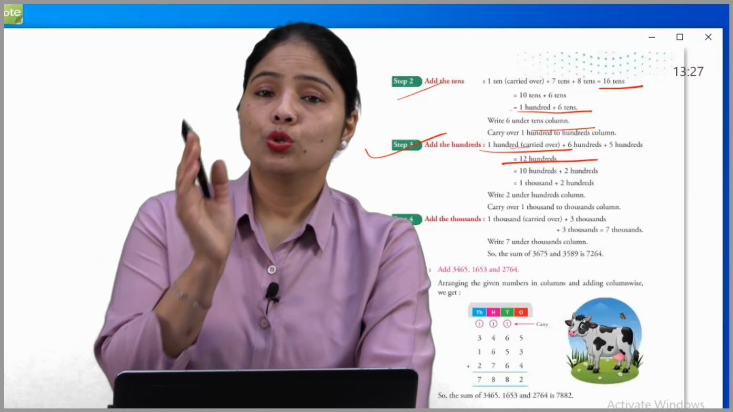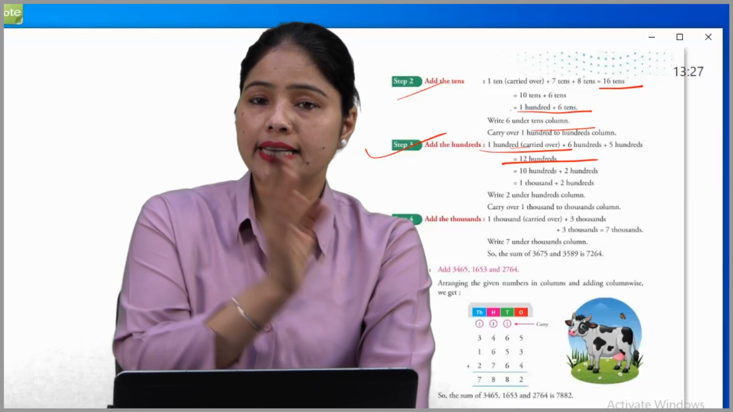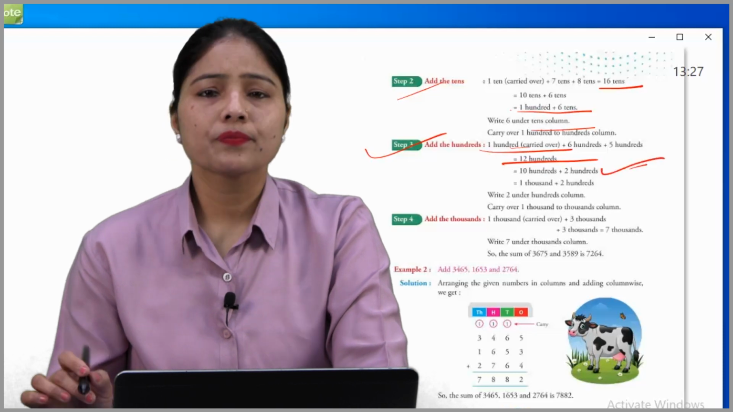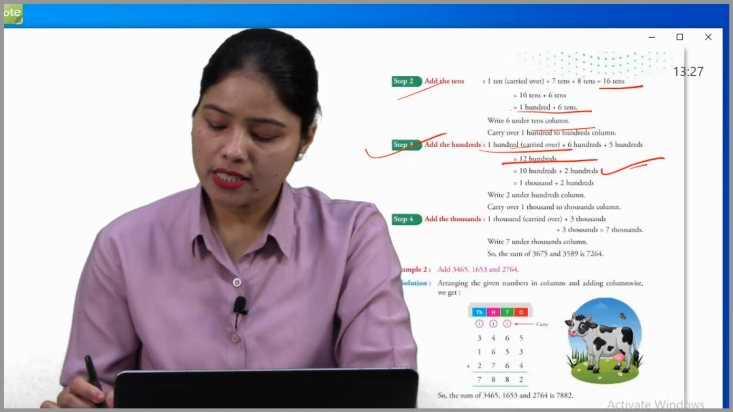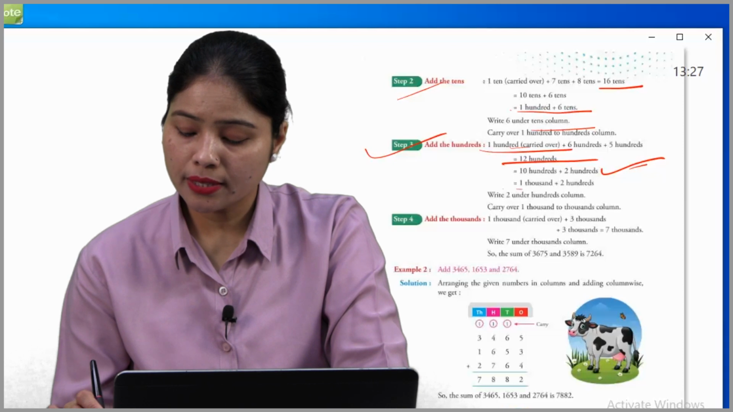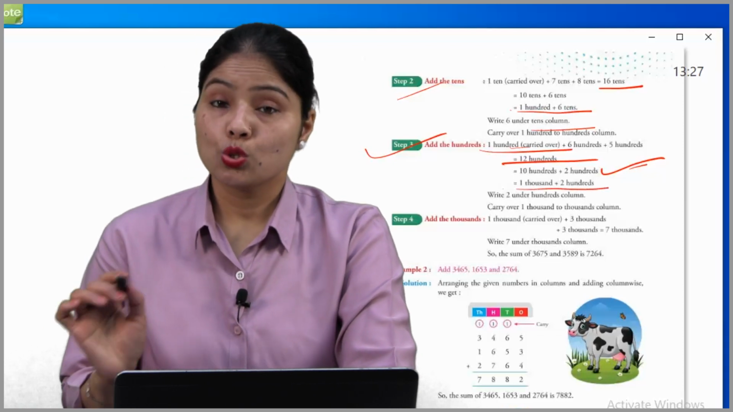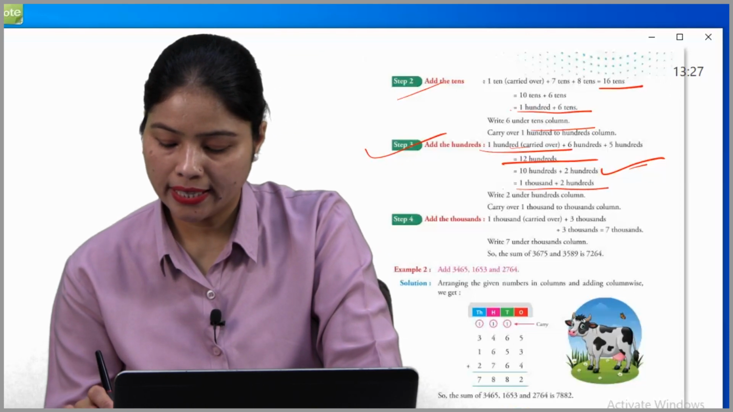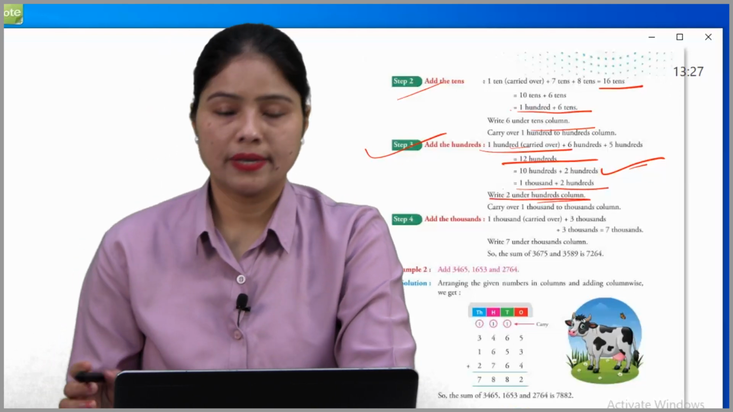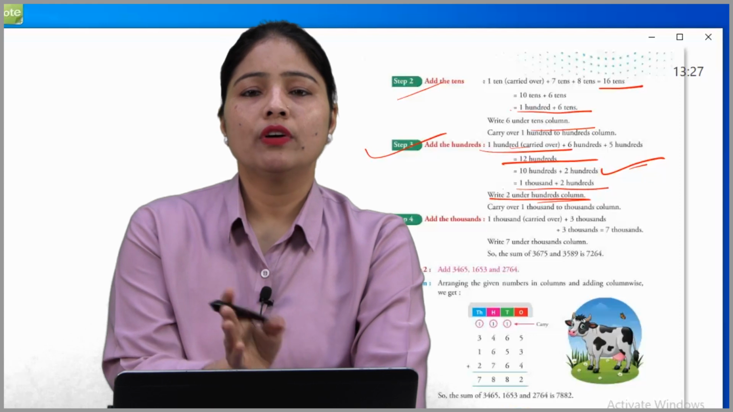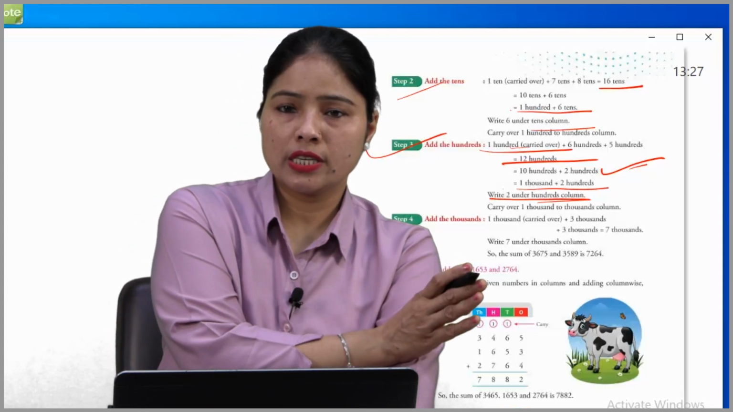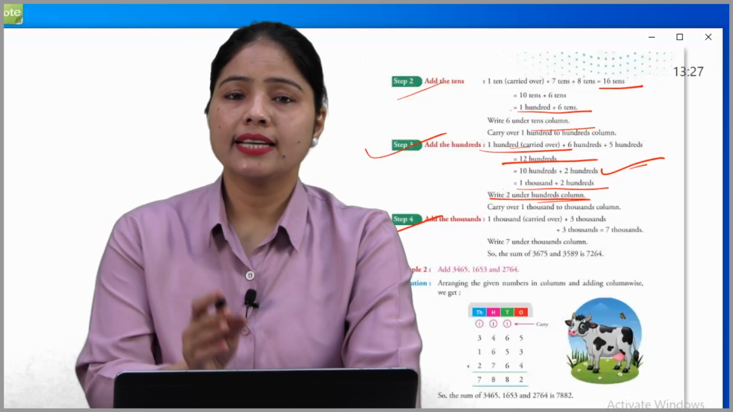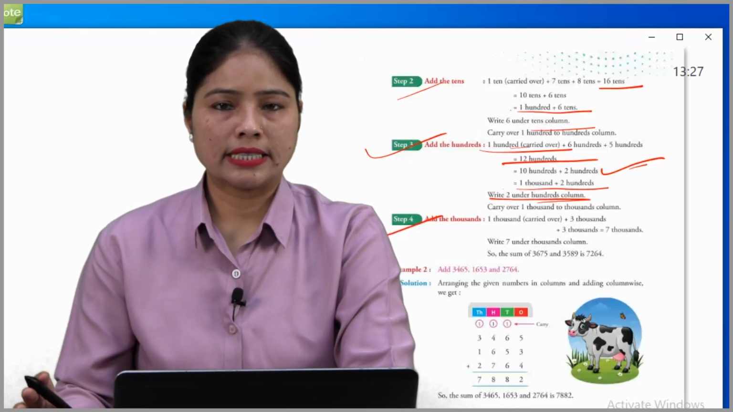Okay. So 1200 हमारा कैसे बना? 1000 plus 200 like this. Okay. And 1000 is same as 1000 plus 200. So write now 2 under hundreds columns. अब हम 2 लिखेंगे hundreds की columns पे. Now carry over 1000 to thousands columns. Okay. So now step number 4, add the thousands. अब हम thousands को add करेंगे.